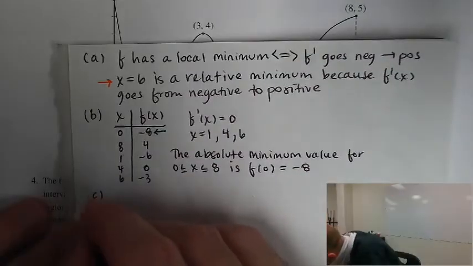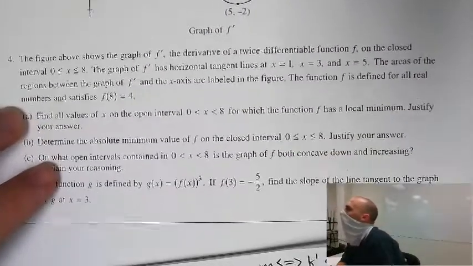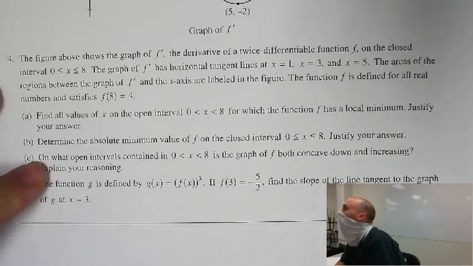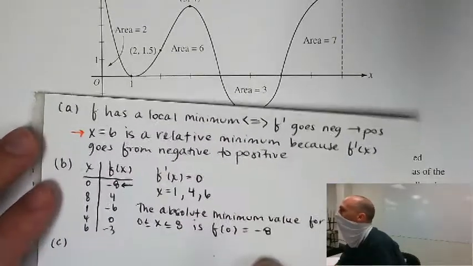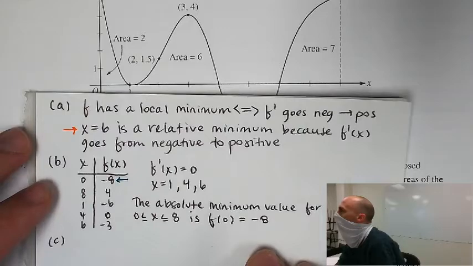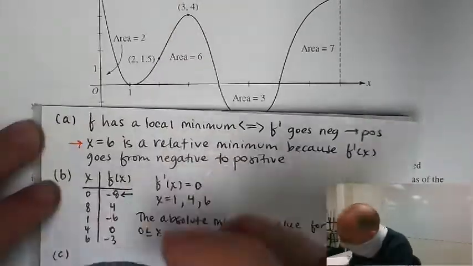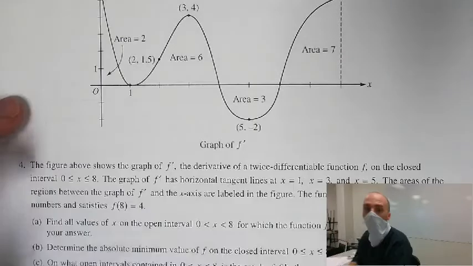Okay. Part C is, where is the graph of f both concave down and increasing? Now, I'm going to kind of preemptively explain my reasoning here. And I'm also going to not distract you with the work I've done in a different part. I'm going to flip this thing over real quick.